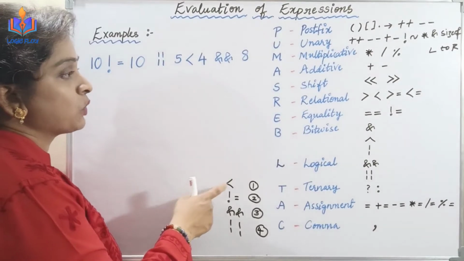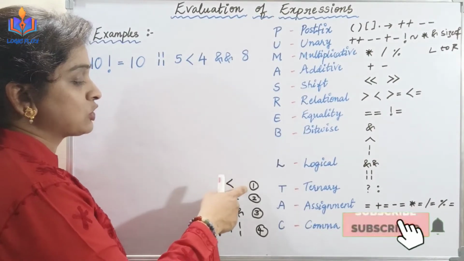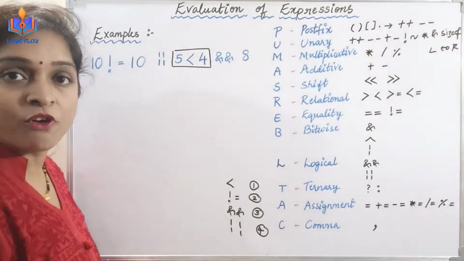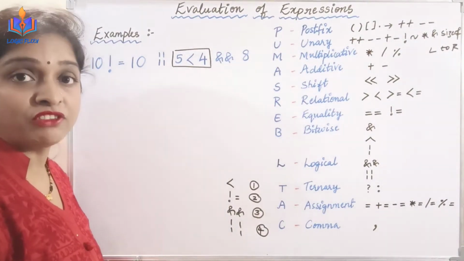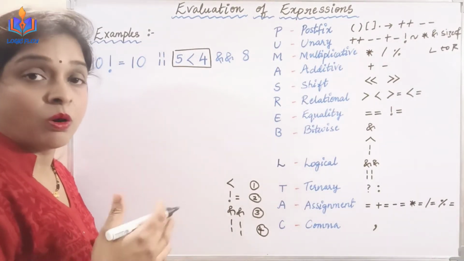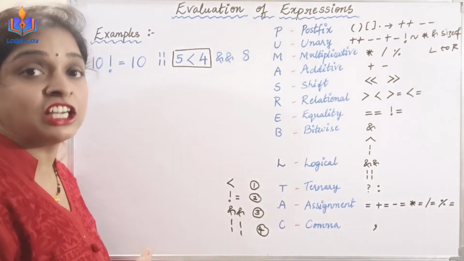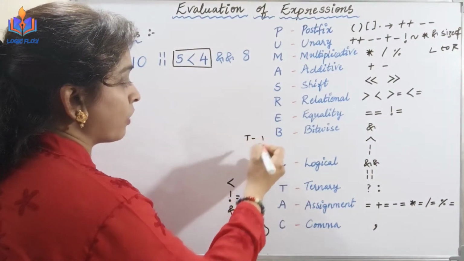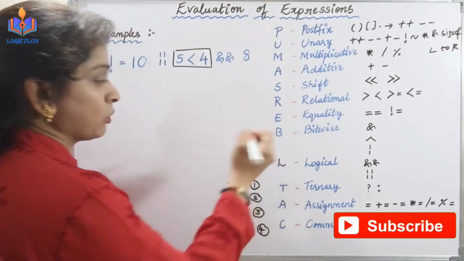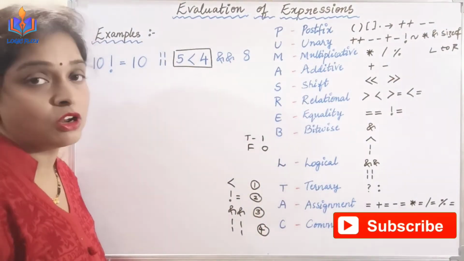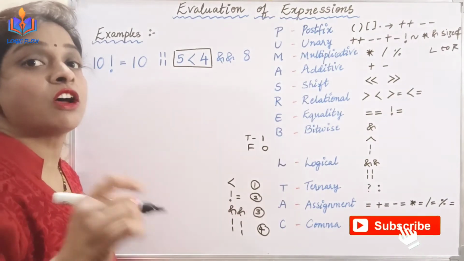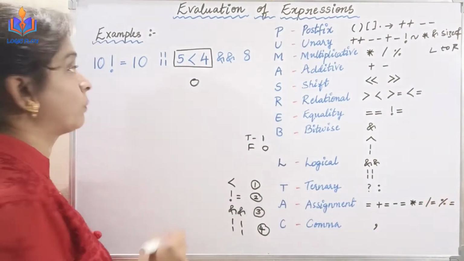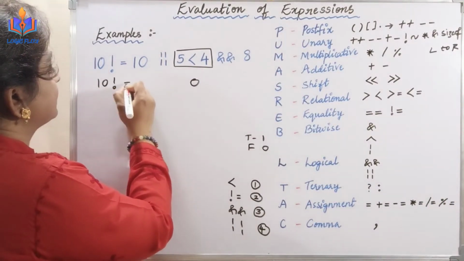Here it says the relational operator less than has to be evaluated first. So I need to evaluate this first. Is 5 less than 4? No. When we have relational and logical operators, all of them have to be evaluated with the condition as either true or false, where true represents 1 and false represents 0. Is 5 less than 4? No. The condition is not satisfied, it is false. 5 is not less than 4. So my output is 0.